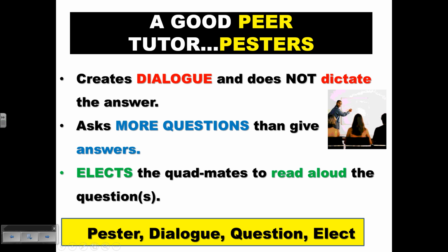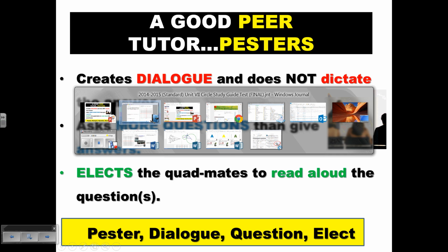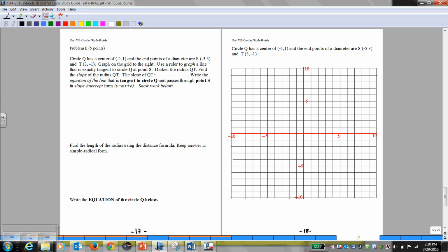You should elect your quad mates to read aloud the problem. In other words, the person you are tutoring, force them to read and to answer questions, etc. You are their coach. You are simply not dictating the answer. So let's take a look at problem number E here.